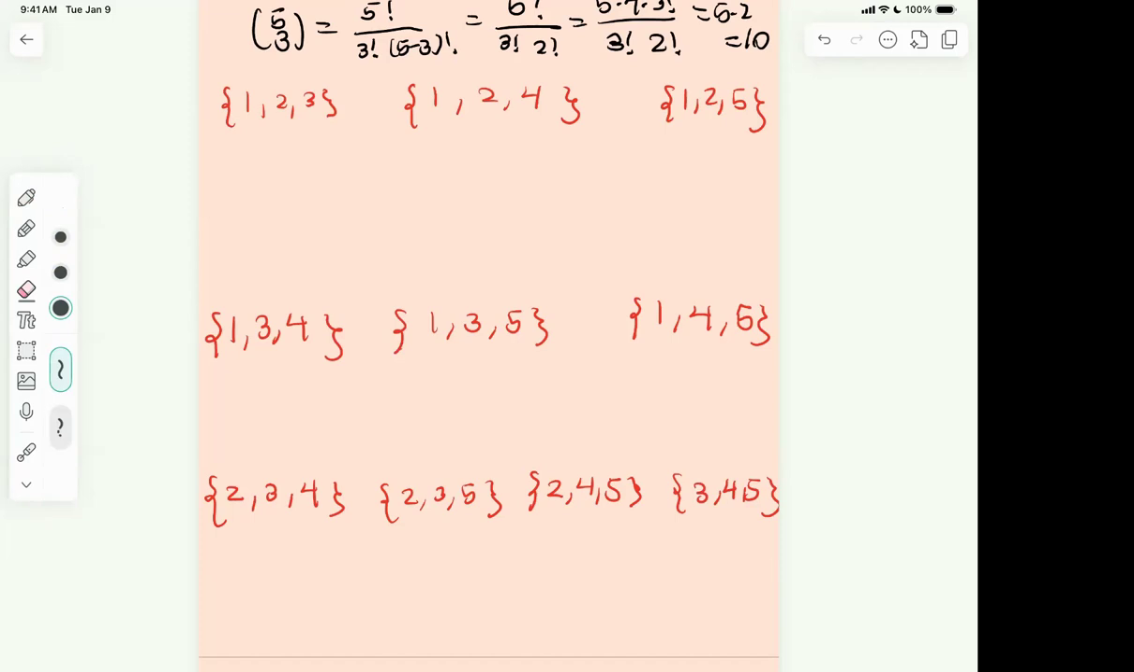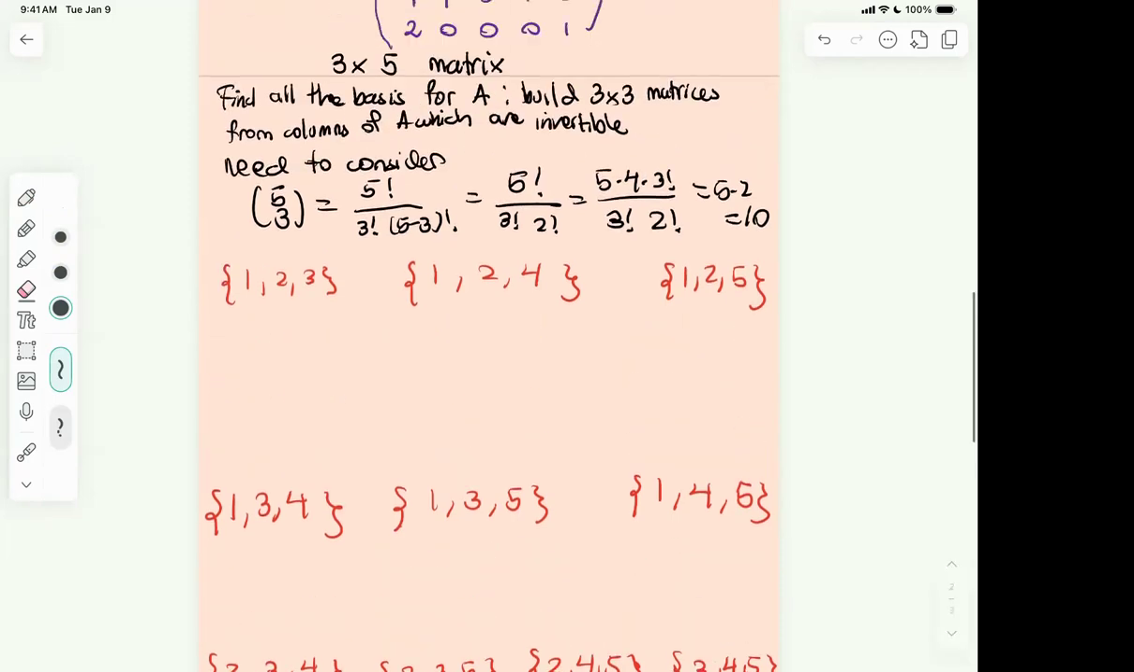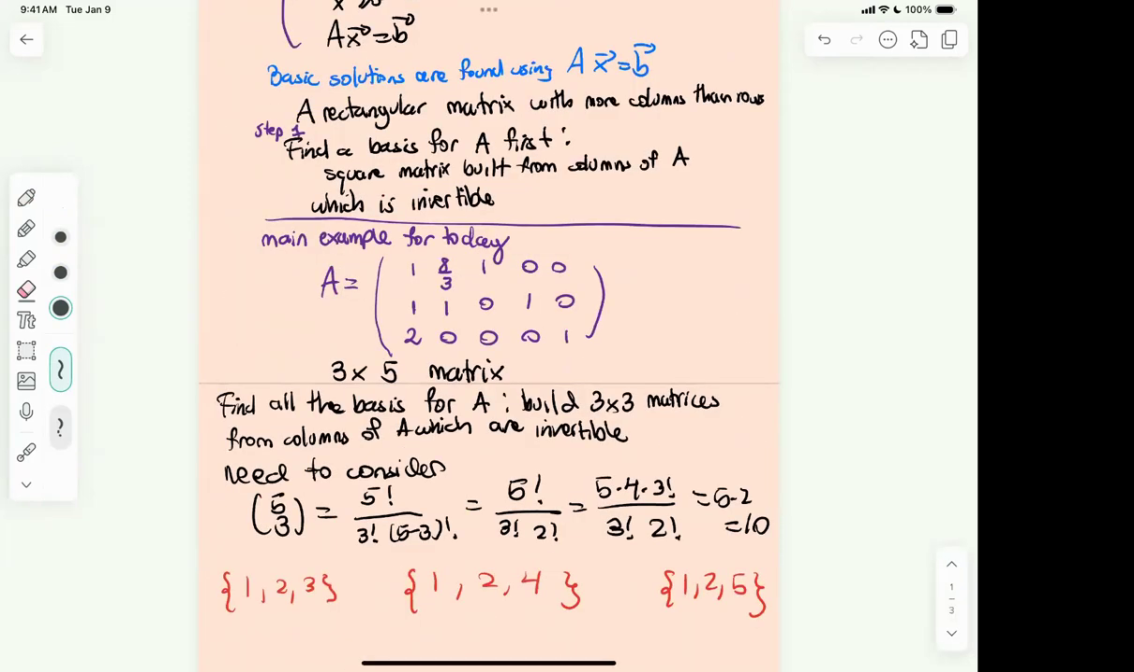It doesn't have to be necessarily a smaller matrix. For example, even if I had done a 4 by 5 matrix, then it would have been 5 choose 4, which is 5. So it would have been 5 options instead of 10. Ironically, making the matrix bigger can actually reduce the number of things you have to check, if you know what I mean.